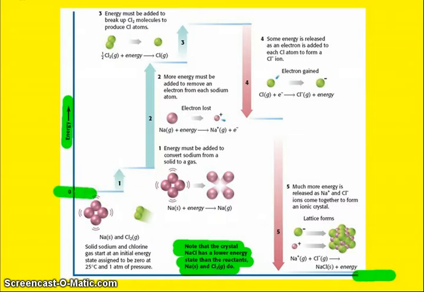And that's why ionic compounds form. They're much more stable than the atoms from which they come. Now we're going to check out a little video here of what exactly is going on so we can see this diagram in action.